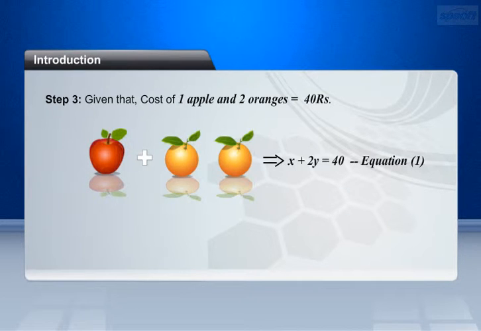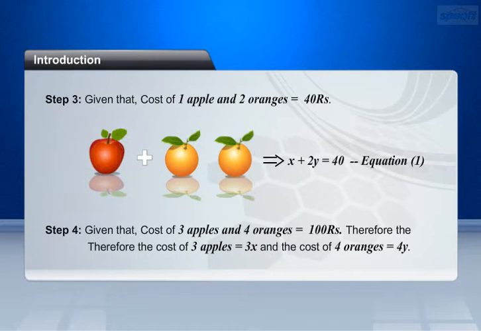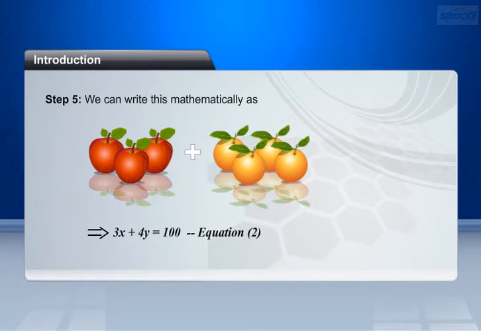Given that after 1 week, the cost of the 3 apples and the cost of the 4 oranges is found to be 100 rupees. Therefore the cost of the 3 apples will be 3x and the cost of 4 oranges will be 4y. We can write this mathematically as 3x plus 4y equals 100. Make this as equation 2.